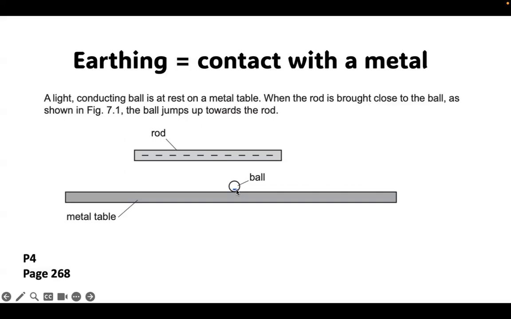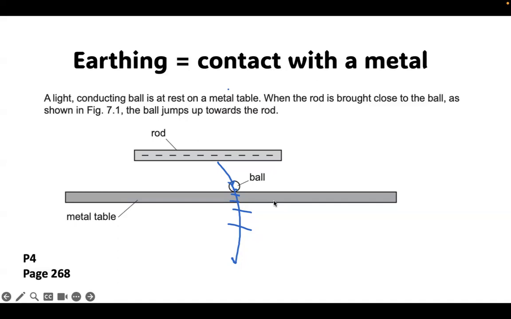So the negative will move from the ball, but will it stay on the ball? No, it can transfer to the metal table, and from that to the ground. So the rod will repel the negative charges on the ball to the ground, right? And then what happens to that ball now? It becomes positively charged. Yes, so I can say that the ball will become positively charged by induction.